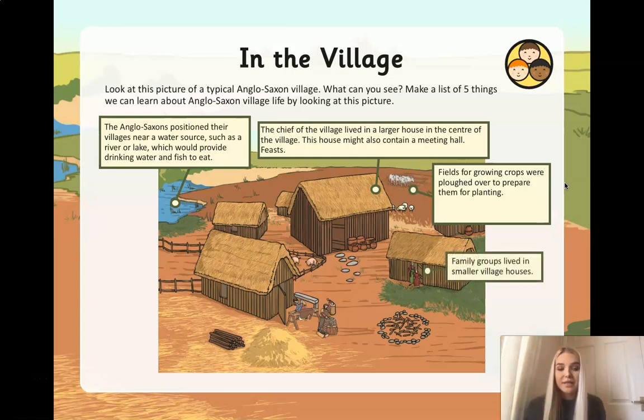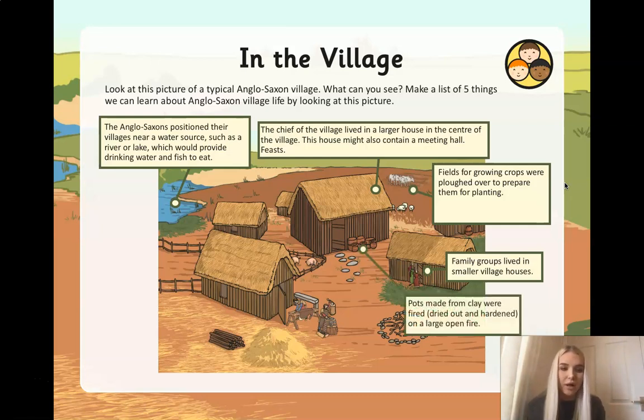The family groups lived in the smaller village houses. Now we're going to look at the smaller village houses in a little while. We're going to be looking at how small they are and how big of a family has to live in them. So I want you to just bear in mind about these houses for a minute. They do look small, and they normally have a family of about 4 who are living in there, so it's quite cramped, and we're going to see more about those in a little while.